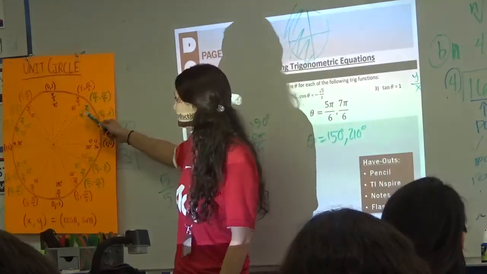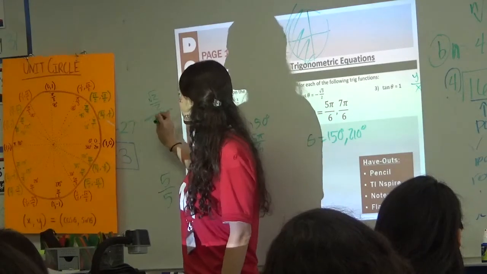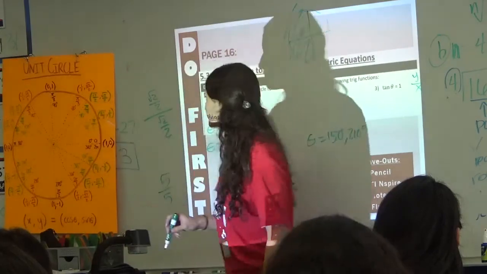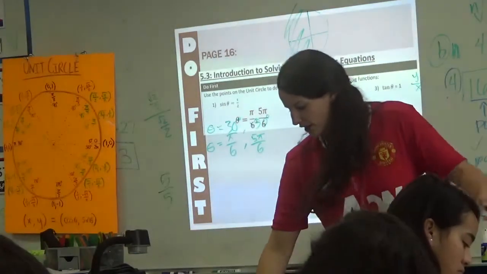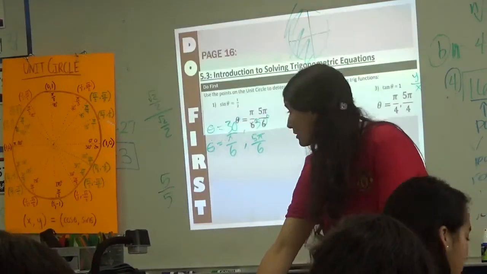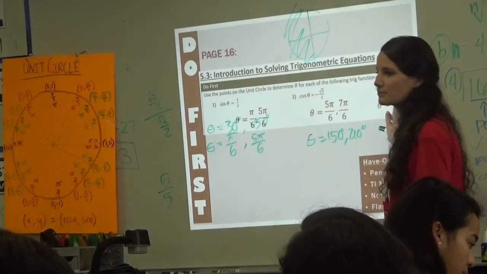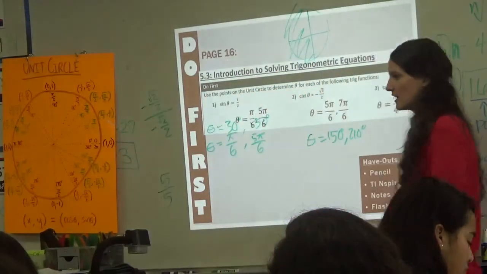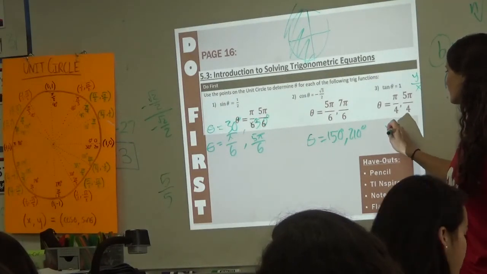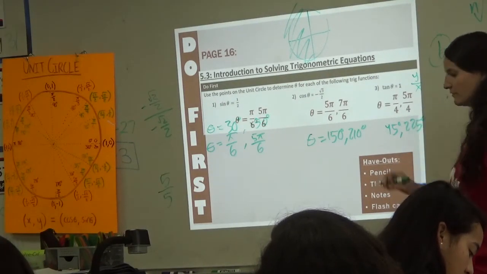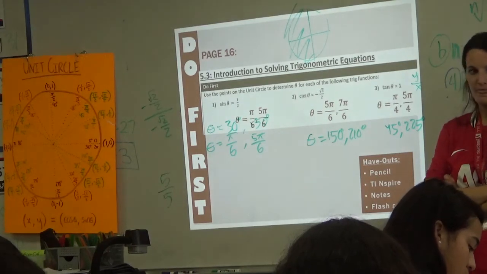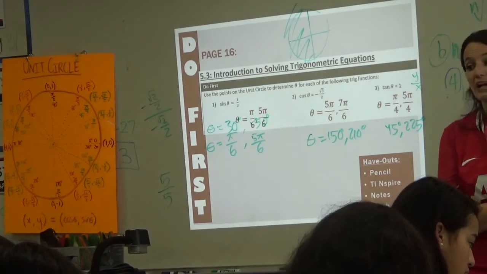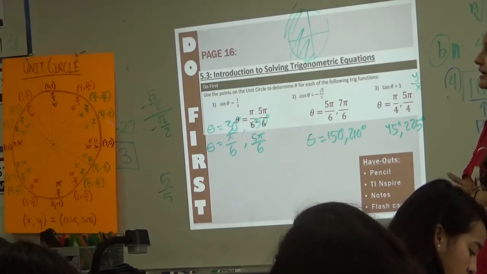Pi over 4 or 45 degrees. You have root 2 over 2 divided by root 2 over 2. That's going to cancel out or give you 1. Okay? So we're at pi over 4. And then I heard Lazaro say 5 pi over 4 because that is the only other place where it's going to be positive, because both of these are negative, and a negative divided by a negative is positive. In degrees, that's 45 and 225. Cool?